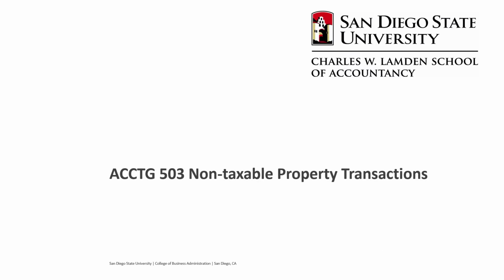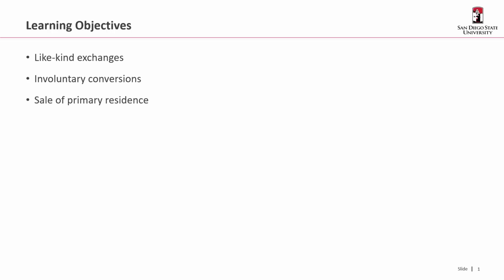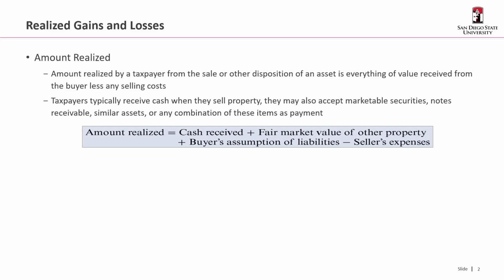All right, welcome to the Chapter 12 portion of Module 11-12. So the learning objectives here are simple. We're going to learn how to compute the recognized gain under a like-kind exchange, an involuntary conversion, and the sale of a primary residence. What could be more straightforward? Three simple things, right? So this should all be repeat.